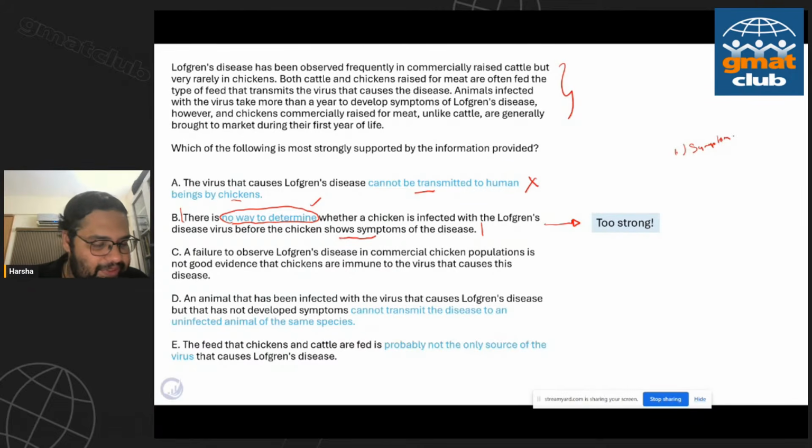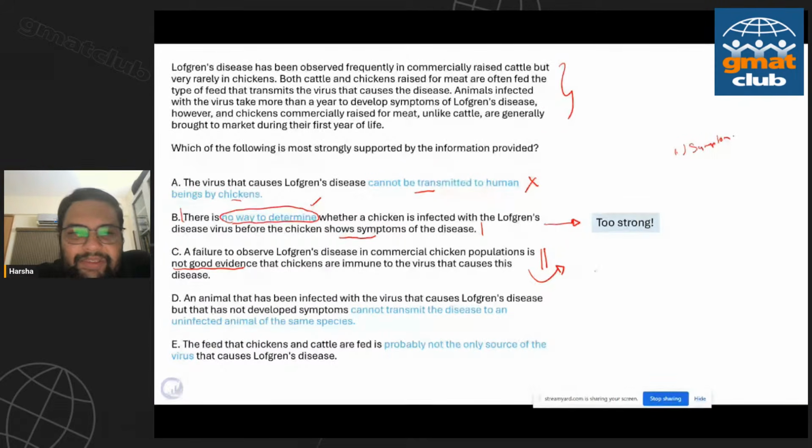I'm happy to see that some of you at least definitely chose this. What does it say? What is it trying to say? And again, don't just read the choice, get into this layer of implications. What is the choice trying to say? So, a failure to observe Lofgren's disease. Okay. So, if you fail to observe this disease in commercial chicken populations, that's not good evidence. Good evidence of what? It's not good evidence that the chicken is immune to the virus. That makes a lot of sense.